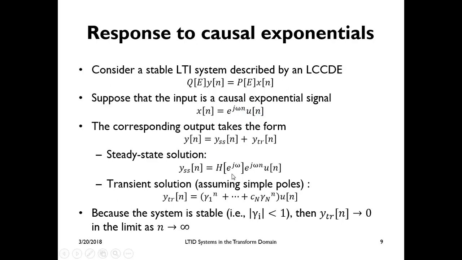So the steady state output is going to be given by e to the j omega n times u of n. That's the same as the input signal, but that's going to be modified by the frequency response of the system evaluated at the frequency of the input exponential signal. The transient solution is going to be given by a linear combination of the characteristic modes of the system. Since the system is stable, all the characteristic roots are going to lie within the unit circle. So clearly this transient response is going to die to zero as n goes to infinity, and we'll be left with simply this part, which is going to persist for all of time.